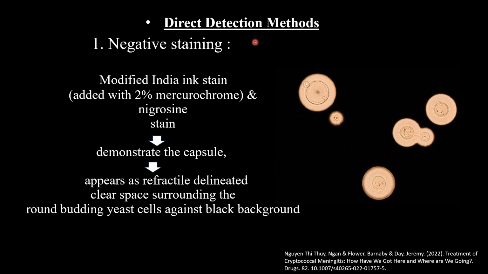In the direct detection methods, we talked about negative staining. In this, we use modified India ink stain, which is added with 2% mercurochrome, and nigrosin stain. This helps us to demonstrate the capsule, which appears as a refractile, delineated clear space surrounding the round budding yeast cells against a dark background. So this is the diagram. This is the yeast cell, and this part is the capsule. You can see the thick capsule here. This thick capsule is responsible for the mucoid appearance in the culture also, which we will be talking about later.